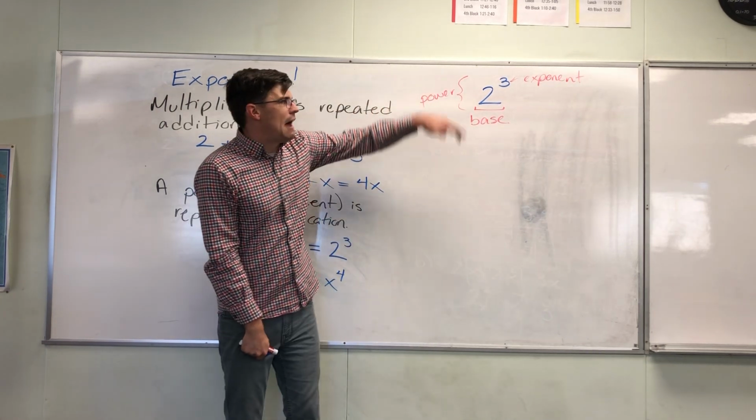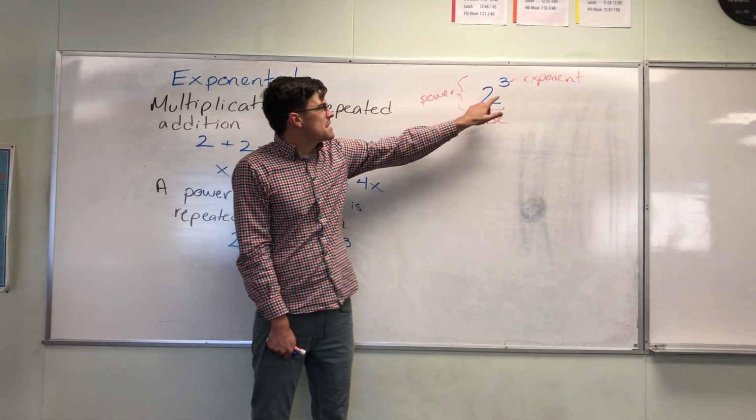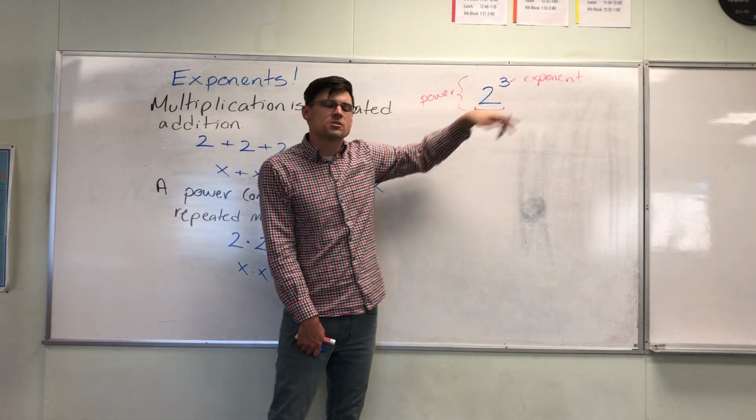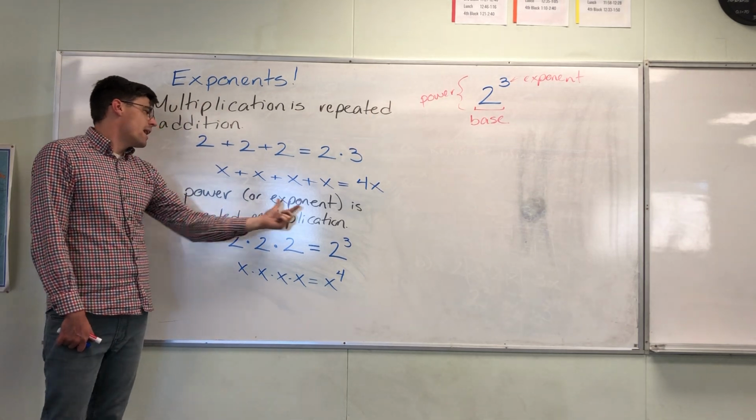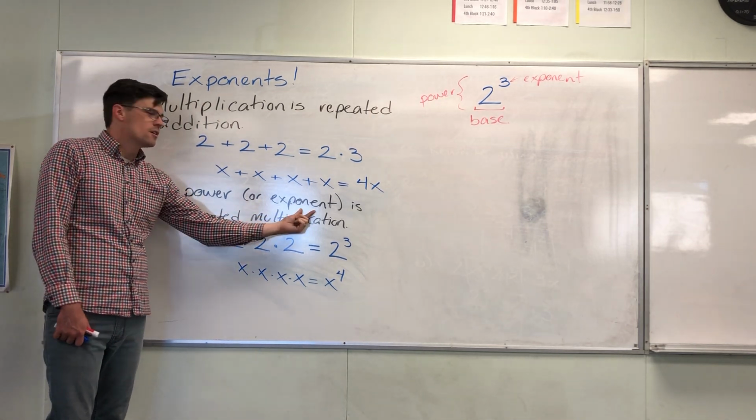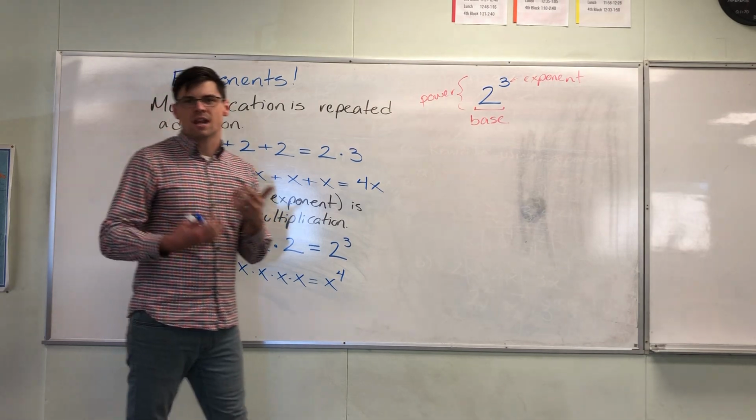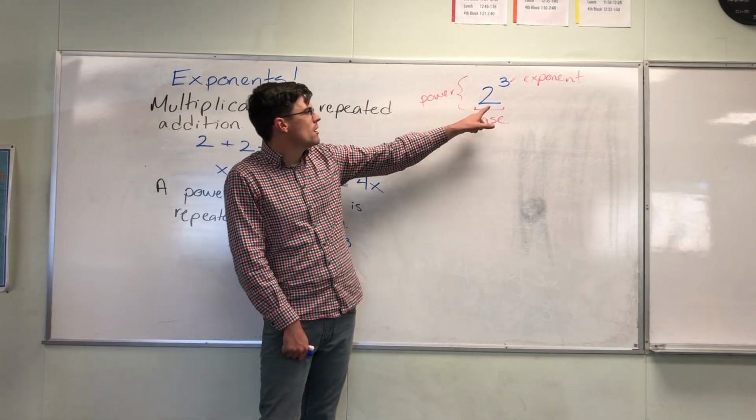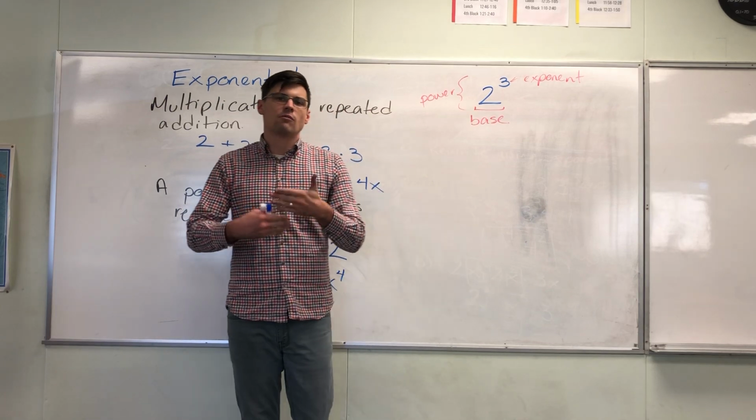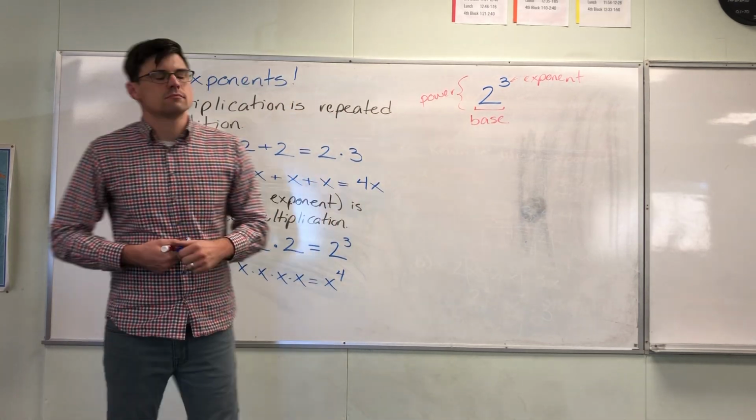Now, you can't have an exponent if you don't have a base. These two have to come together, which is why a lot of times some people might call a power an exponent. Some people use these words interchangeably, and that's fine, because an exponent and a power more or less mean the same thing. We're talking about a number being multiplied by itself over and over again.